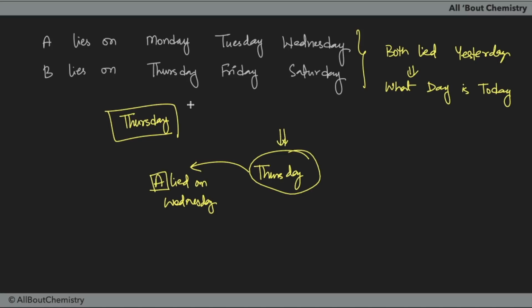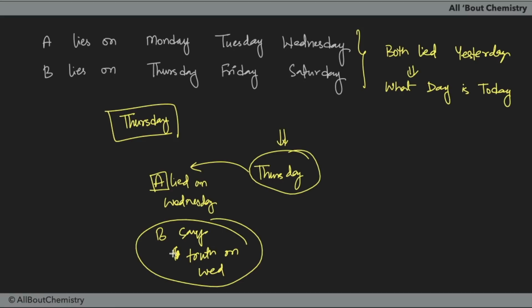Now let's talk about B. B also says I lied yesterday, right? But B tells the truth on Wednesday, because B only lies on Thursday, Friday and Saturday. So if B says truth on Wednesday, but today is Thursday, the day when he can simply speak a lie, today he is lying that yesterday I said a lie, but yesterday actually he was telling the truth. So today he lied about it.